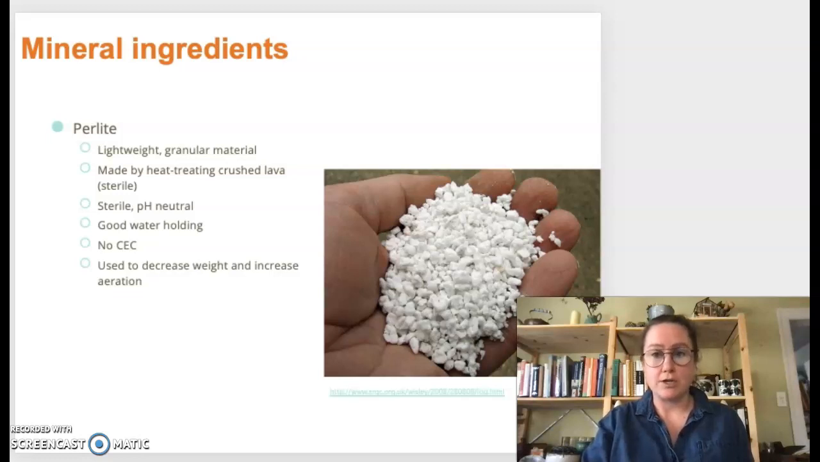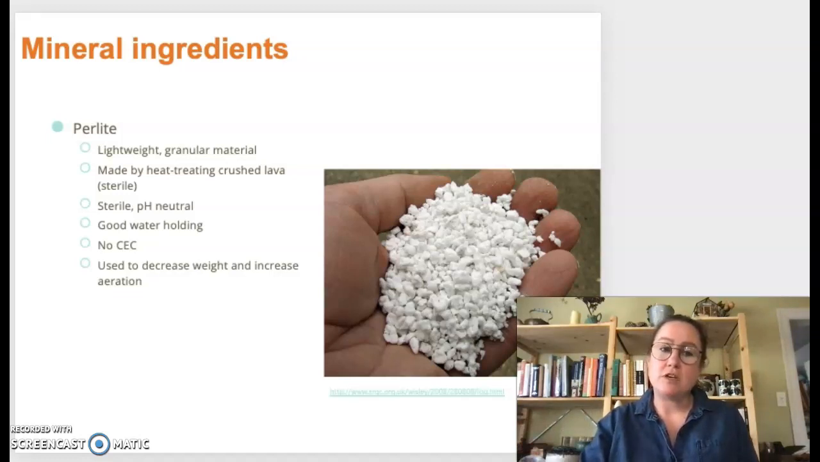Perlite and vermiculite are two standards that we will use over and over again and refer to a lot as well. So perlite, it's lightweight, it's a granular material made by heat treating crushed lava. Comes from lava, which is pretty cool. It's sterile and it's pH neutral, great water holding capacity, no cation exchange capacity, and it's used to decrease the weight and increase aeration. So often in a nursery, if you pick up a pot and it's a lot lighter than you thought it was going to be, there's probably a lot of perlite in it.